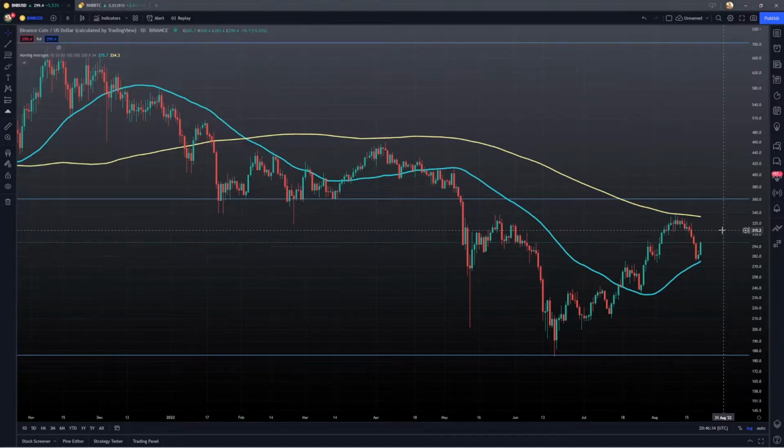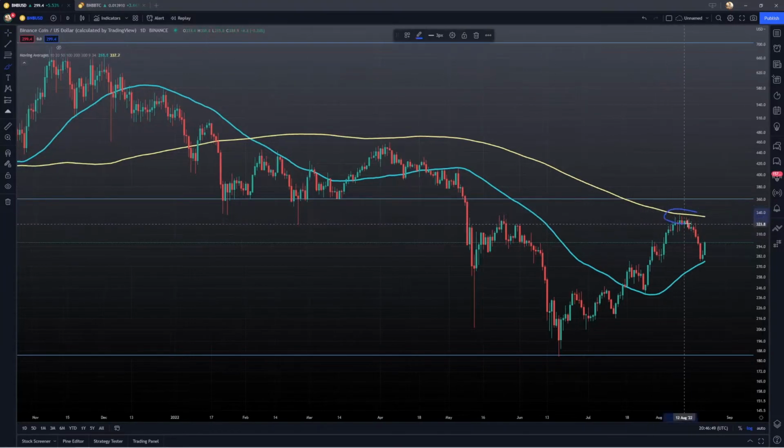Alright, so I'm going to start off here on the BNBUSD pair because I think there is a very important level to watch out for, which is going to be this yellow line. So this is the 200-day simple moving average. We talked about this in the previous videos, and we can see how this is actually where we have rejected off of in the short term, and this is the level of resistance that we do want to see reclaimed.